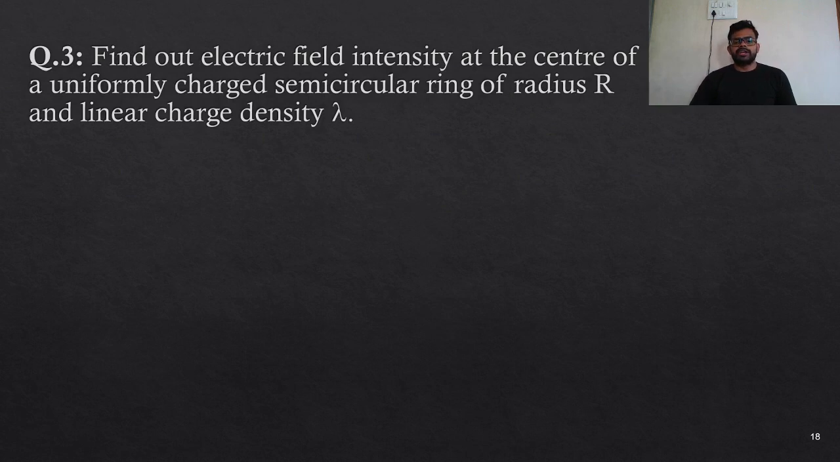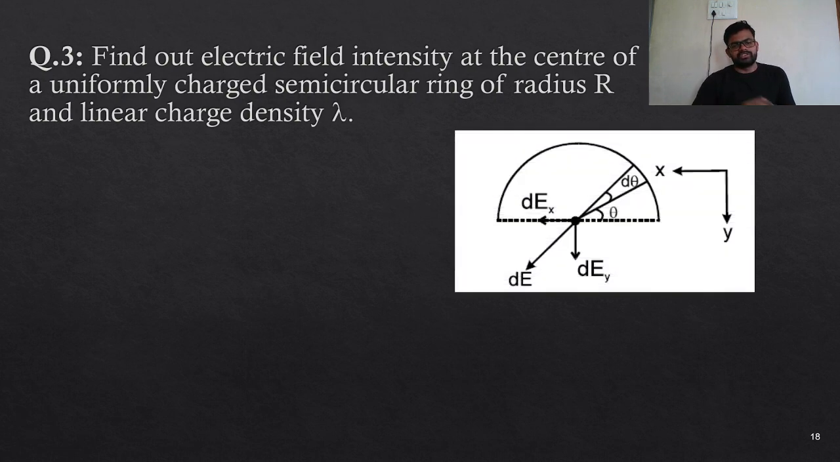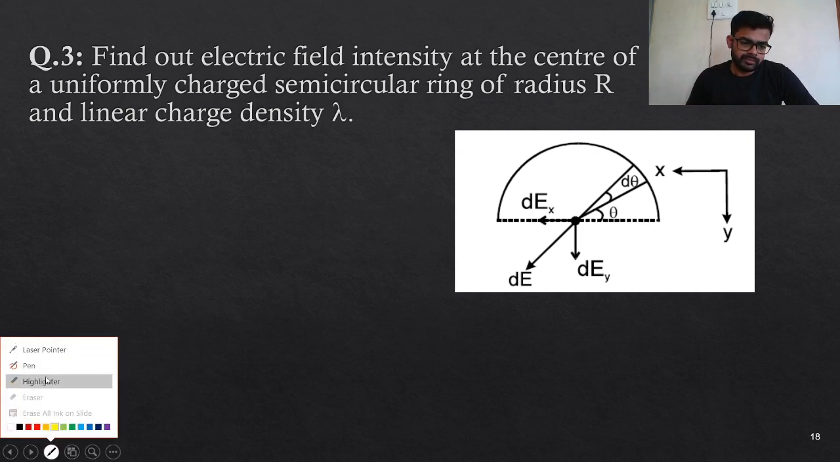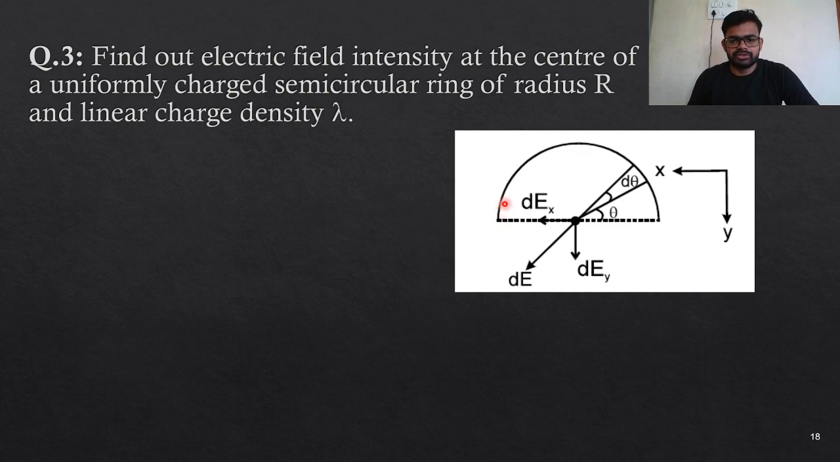Find the electric field intensity at the center of a uniformly charged semicircular ring of radius r and linear charge density lambda. Are you getting? So here such type of ring is there, right? It is given that we find the electric field intensity at the center of the uniformly charged semicircular ring. It is just a half ring, and its charge density is given, lambda. So this is the ring, and this is the center, and we need to find the field.